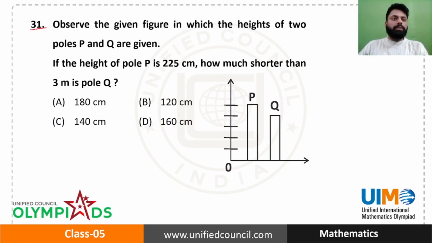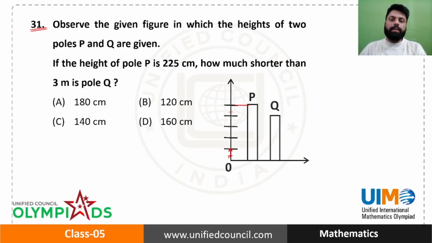So here is the next question that we are going to discuss. Observe the given figure in which the heights of two poles P and Q are given. If the height of the pole P is 225, how much shorter than 3 meters is pole Q? First of all, this is 225. 1, 2, 3, 4, 5.